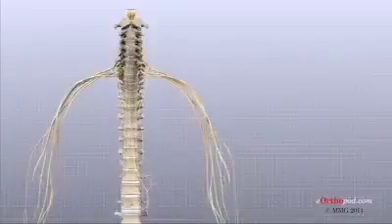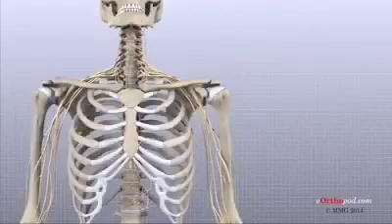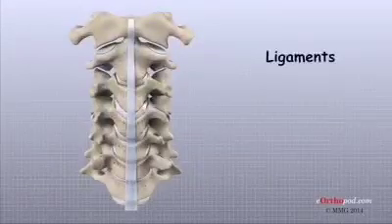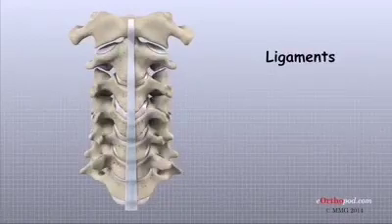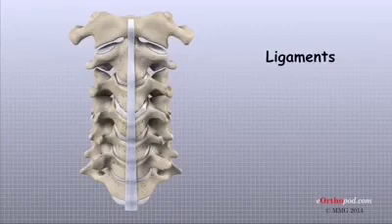These nerve roots branch into the nerves that travel into the upper extremities, upper body, and to certain organs. Ligaments are strong connective tissues that attach bones to other bones. Several long ligaments connect on the front and back sections of the vertebra.